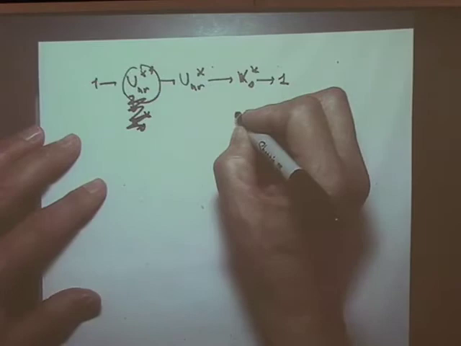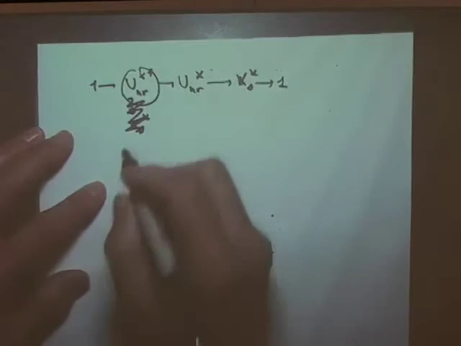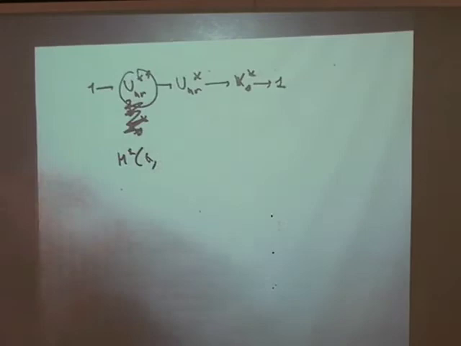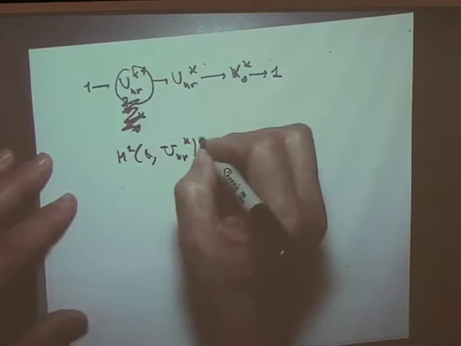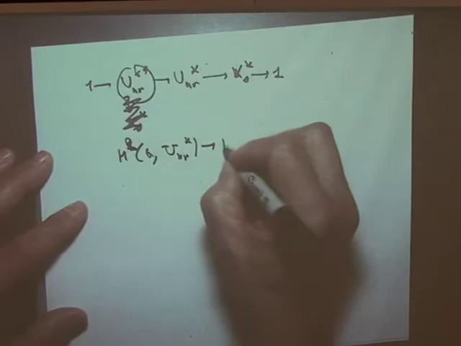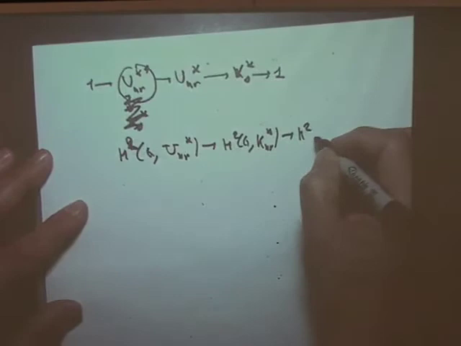But okay, so where are we? So I have H1 of G with values in U nr star goes to H2 of G with values in U nr star goes to H2 of G with values in K nr star goes to H2. In fact, I don't know why I'm discussing this part, because all I wanted to see is the residue map.